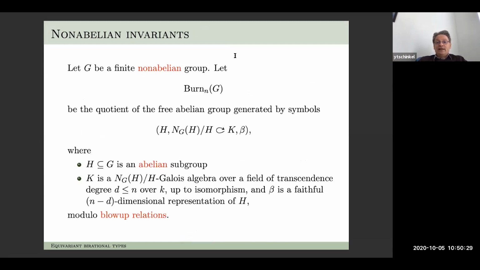Okay, now I want to talk a little bit about non-abelian invariants. So we have, let's say, a finite non-abelian group. Then we look at the Z module generated by symbols. H is an abelian subgroup. Action of a normalizer, again, we have an N_G(H) over H Galois algebra over a field of transcendence degree at most n over our field up to isomorphism, and then there is some faithful n minus d dimensional representation of H, and then again there are some blow-up relations.